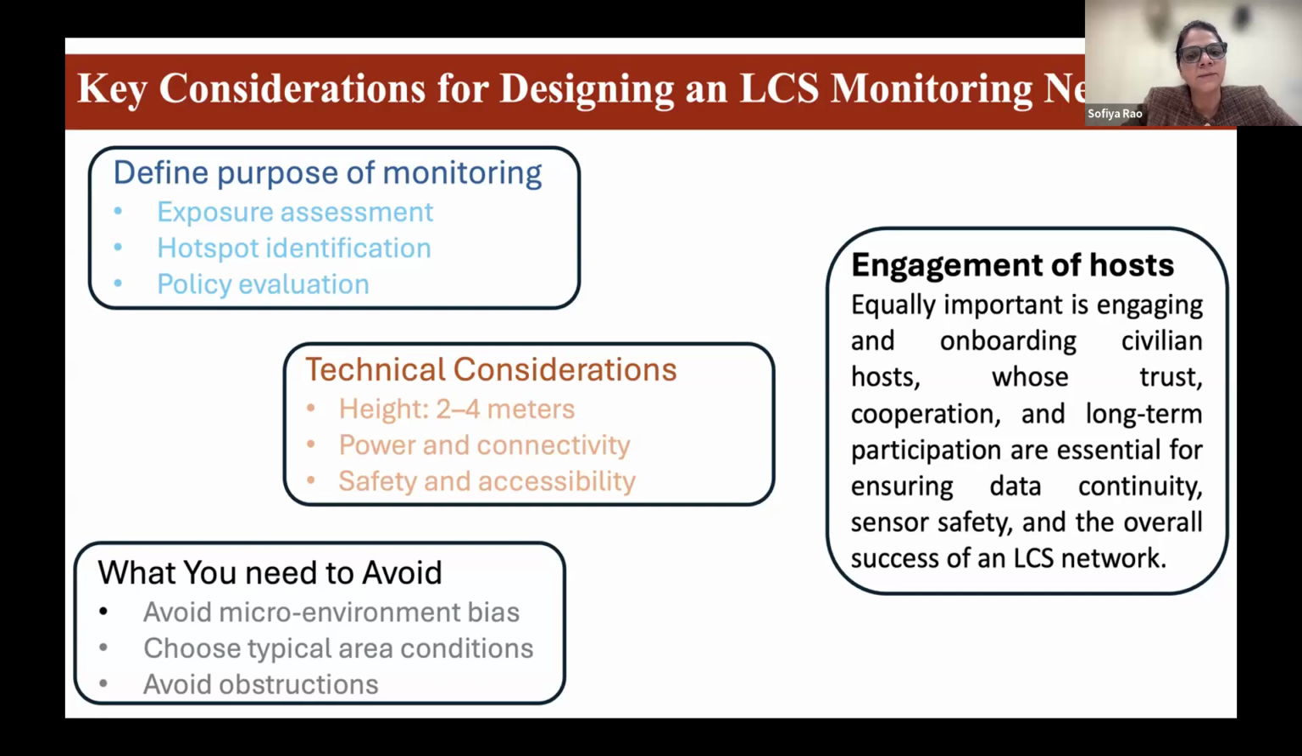Apart from that, we also make sure that there is no exhaust nearby the low-cost sensor. So these are the few things that we keep in mind while setting up the sensor. Now, these are kind of engagement of the hosts.